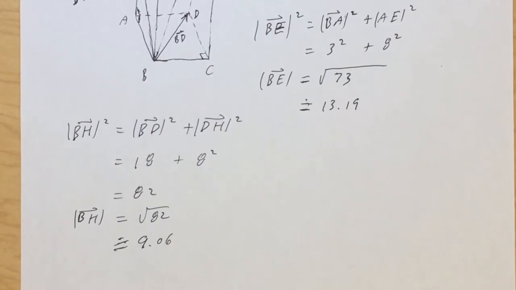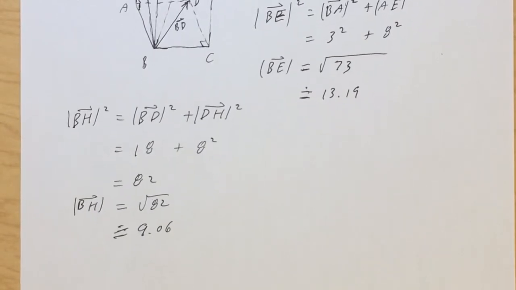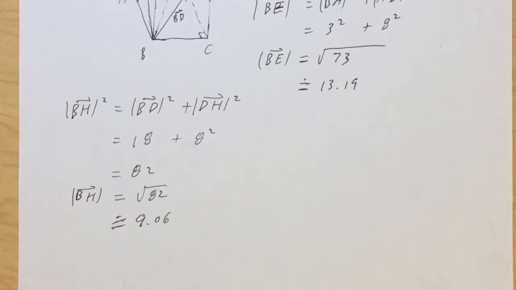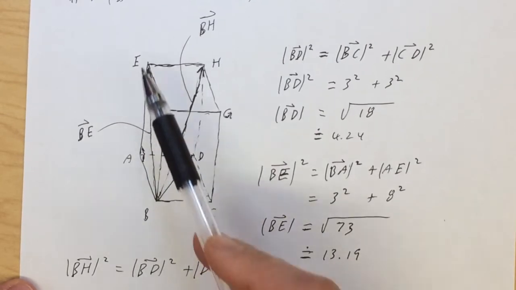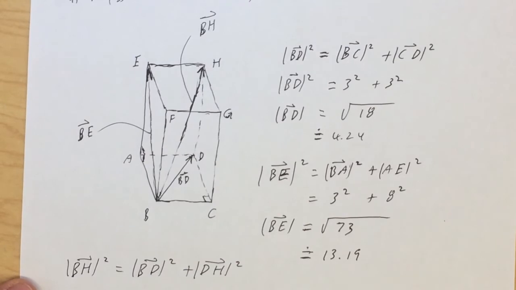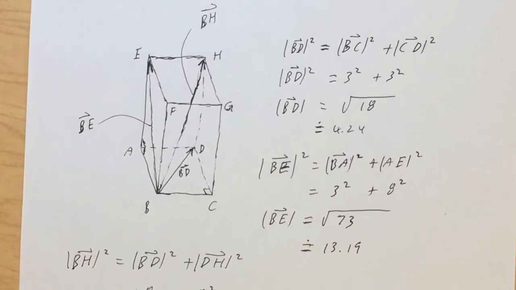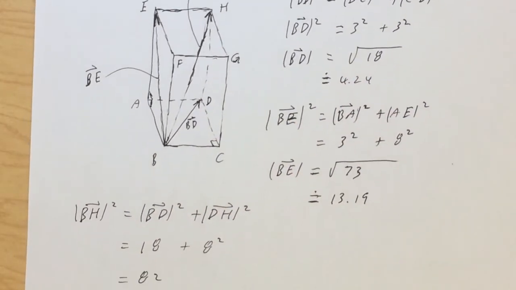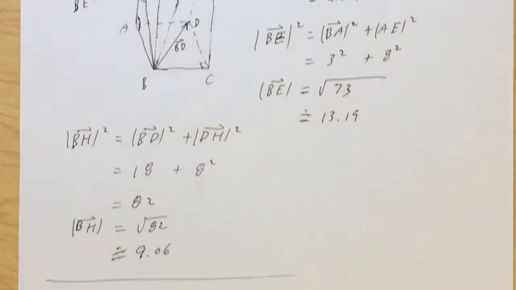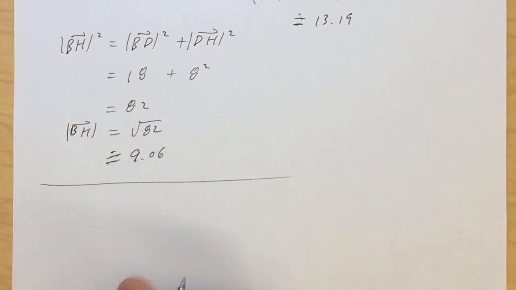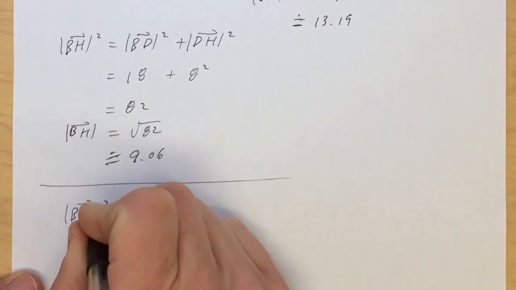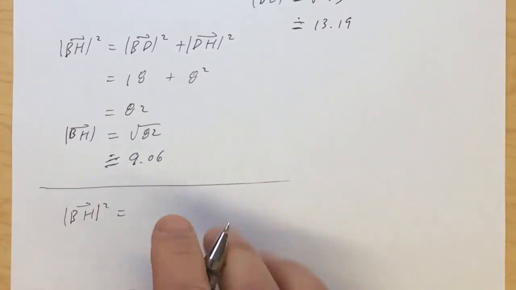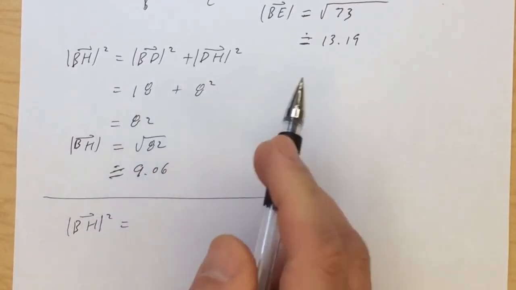Now I'm going to show you something else that will work for this. So imagine for this one you didn't calculate BD or BE and you still have to find BH. Okay. Well, I'm going to sub in a bit of a formula here. Might complicate it a little bit, but it's going to be useful in the end. Okay, so BH squared, we already have up here, equals BD squared plus DH squared.